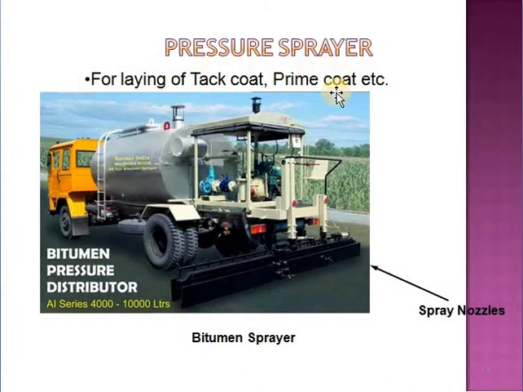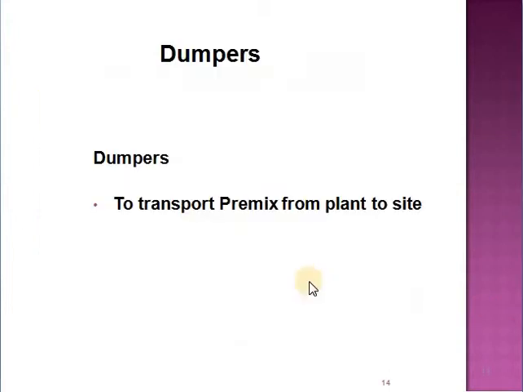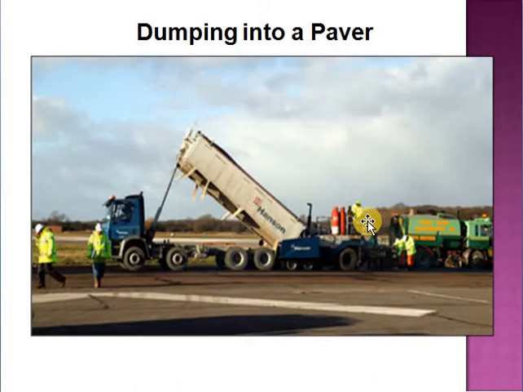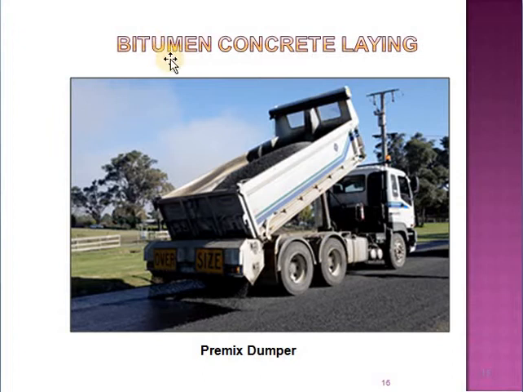And next is the pressure sprayer for laying of tack coat, prime coat, etc. And these are the spray nozzles. Okay. So this we can see in daily life when road construction is going on. And next is dumpers to transport premix from plant to site. So these are the dumpers which carry the load from one place to another place. And this is the bitumen concrete laying premix dumper. We can see these types of dumpers while we are traveling on the roads and road construction.